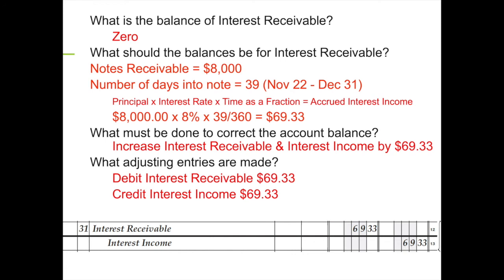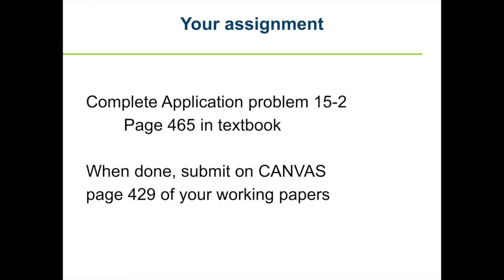So again, this transaction represents how much interest we are going to receive during this portion of the fiscal period. The note isn't due until the next fiscal period, but we need to record the amount for these 39 days in this fiscal period. Now we have completed section 2 of chapter 15. Your assignment is to complete application problem 15-2 on page 465 in your textbook. When you are done, submit this assignment 15-2 on Canvas, and what I need to see is page 429 of your working papers.